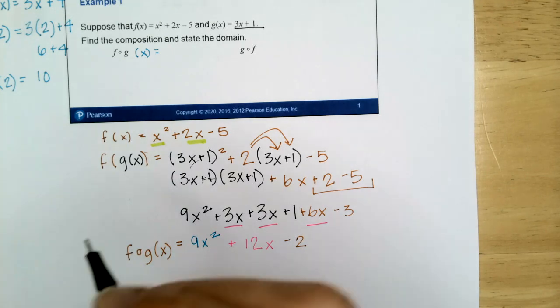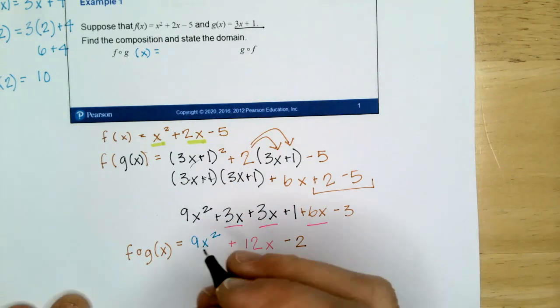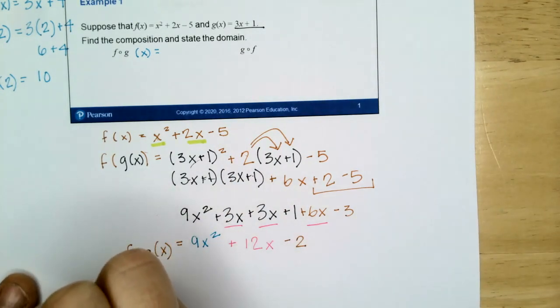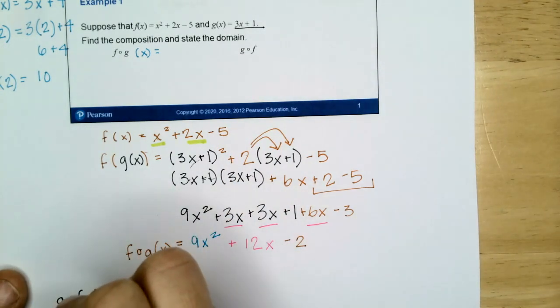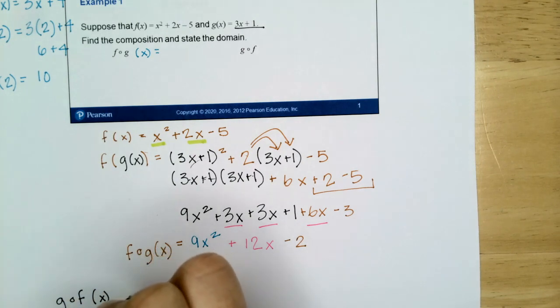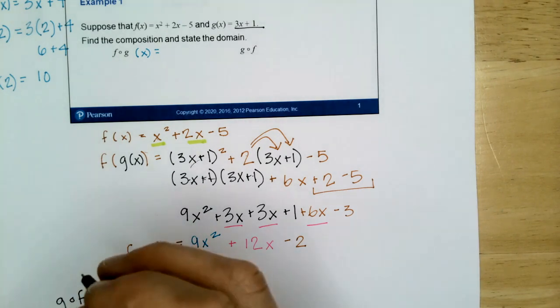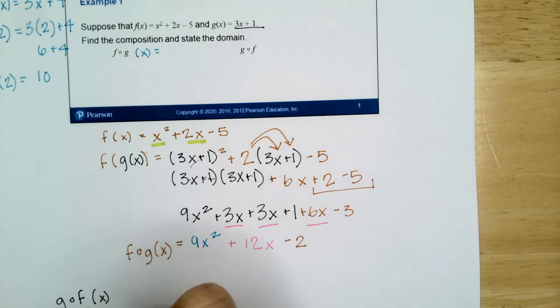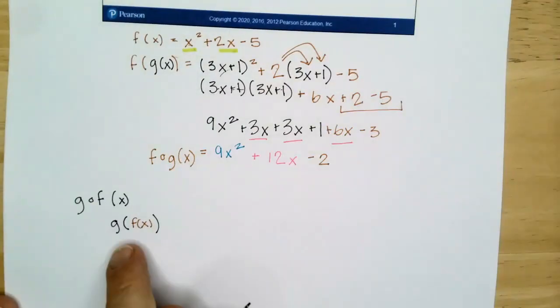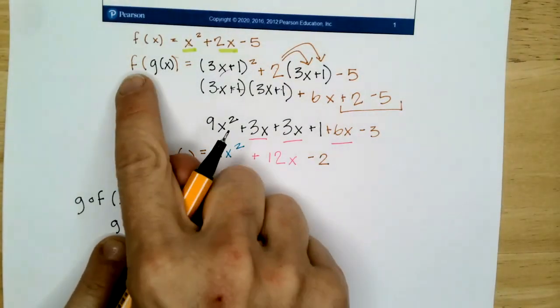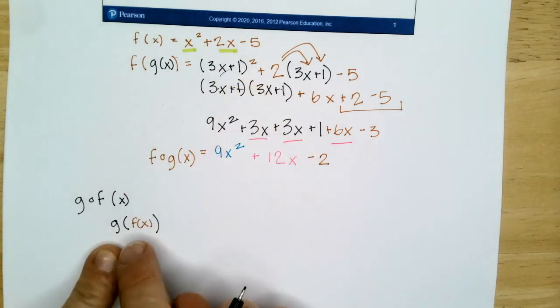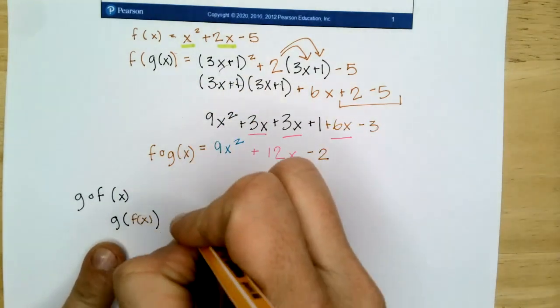The second one asks us to find g of f of x. Oops. G of f of x is going to be g of f of x. Oops, you couldn't see that. I apologize. So now, instead of starting with f and substituting in g, we're going to start with g.